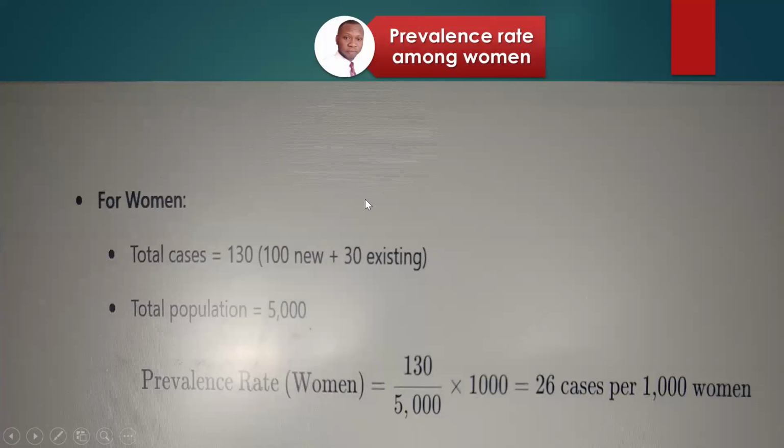The same way, for calculation of prevalence rate among women, in that hypothetical example, the total cases of tuberculosis among the women, both old and new, was 130, because the new cases were 100 and the old cases were 30. And the total population exposed, 5,000. So 130 over population exposed times 1,000. When you cancel out, you will have 26 cases per 1,000 women.